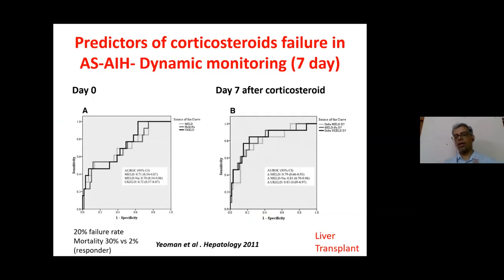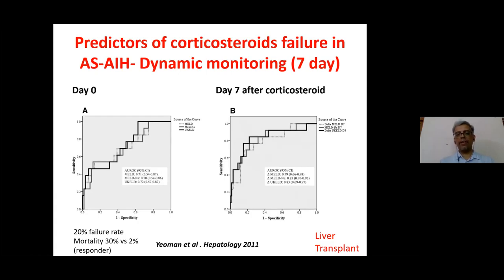So you have started your patient of acute severe autoimmune hepatitis on steroids. How do you follow it up? Follow-up is predominantly clinical along with your laboratory parameters. If you consider giving steroids, monitor your patient daily. Look at day 7. What this study showed is, if you look at scores like MELD sodium or MELD, a delta change at 7 days may help you in deciding whether your patient is going to respond or not.